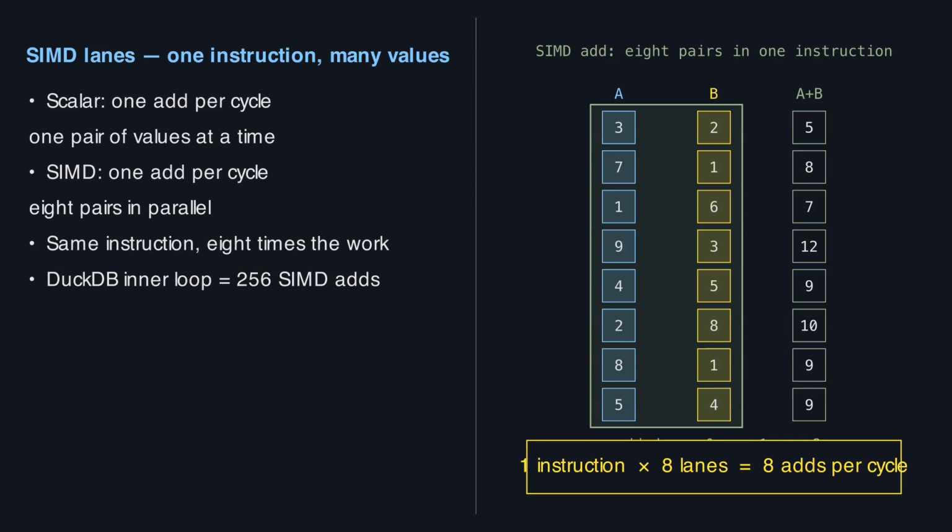DuckDB does not write SIMD intrinsics by hand. It writes plain inner loops over vectors and lets the compiler auto-vectorize them. A vector of 2048 doubles compiles into about 256 SIMD instructions on a modern chip. That is one tight inner loop saturating every execution unit on the core.